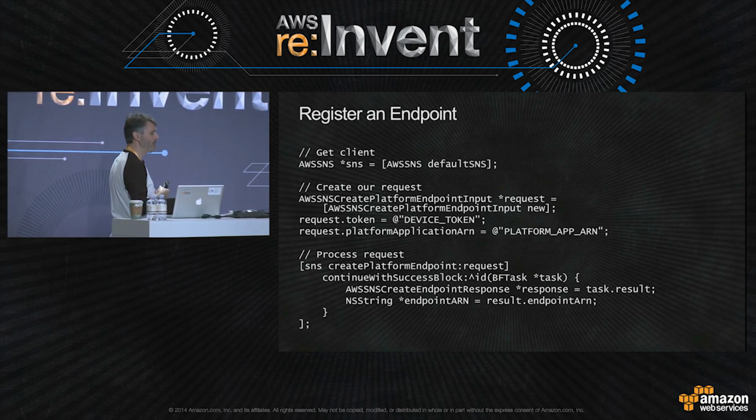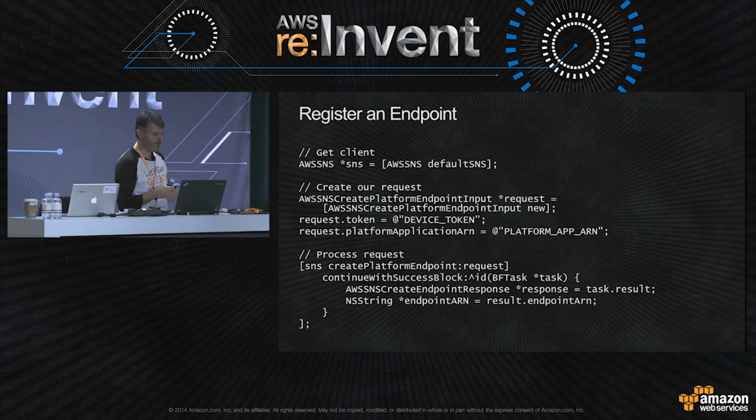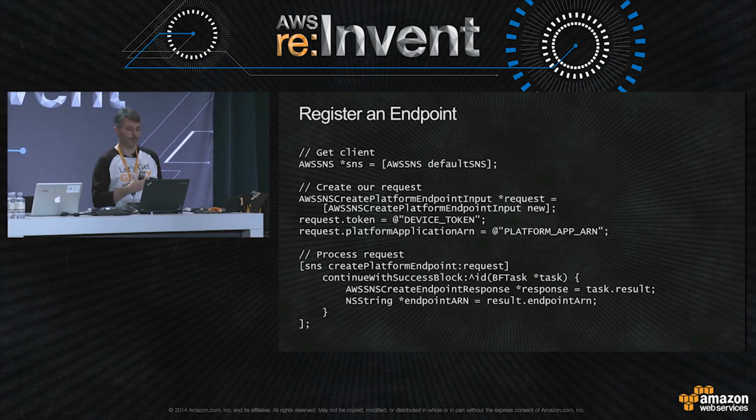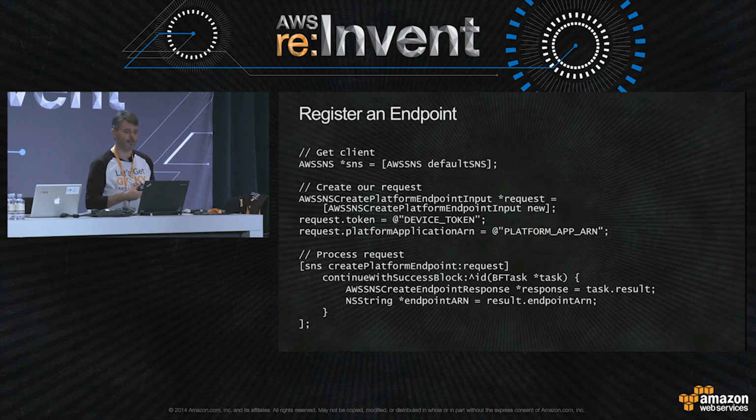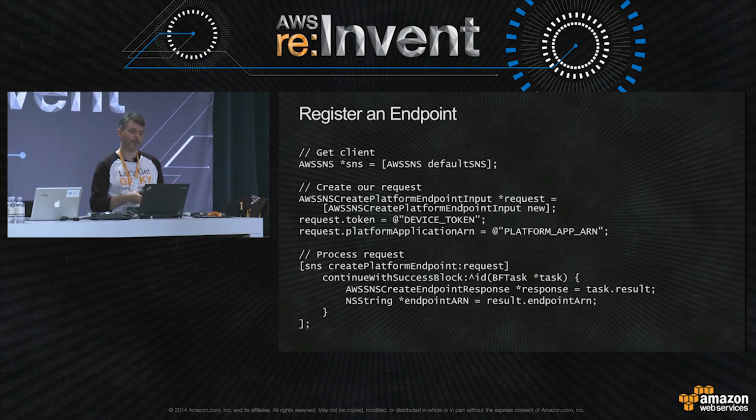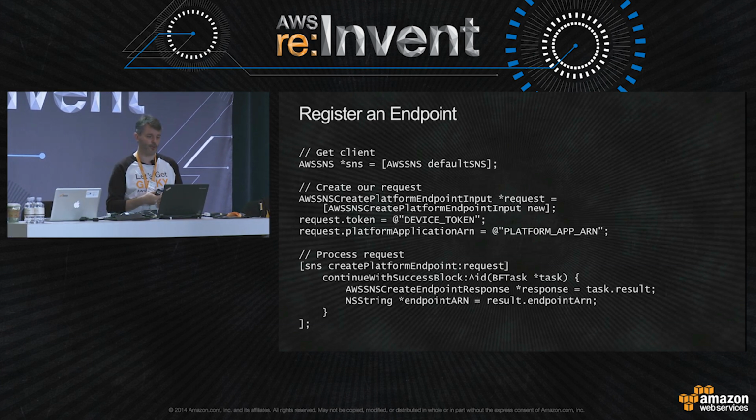First line here is to get the SNS client. Then it's similar to the S3 API. You have to create a request object, give the request object to the client, and the client gives you back a response. So the request object here has just two properties. One of them is the application within SNS, so the identifier of the application on the SNS platform, and the other one is the device token that you have just received from that function call.